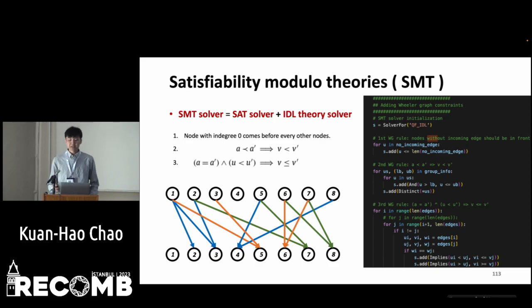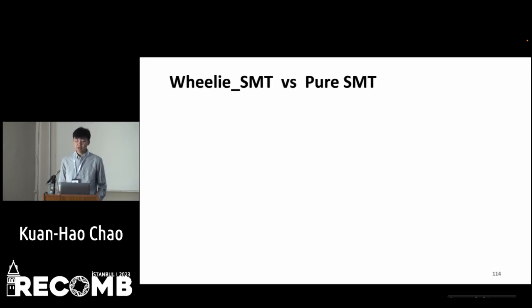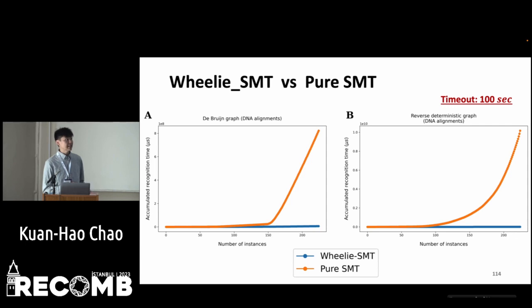So I introduced the renaming heuristic and the SMT approach. You may wonder, we already have such a powerful SMT tool, so why do we still need the renaming heuristic? So here is the result comparing Really SMT, which is the combination of the renaming heuristic plus the SMT solver, and purely encoding the problem into SMT and feeding it into the SMT solver.